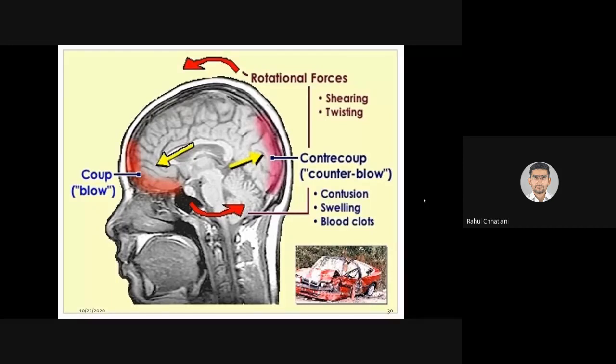So this is how, specifically when there is no headrest and the head is moving into deceleration, the posterior aspect of the brain will be affected, and when the head is moving posteriorly, the anterior aspect of the brain will be affected. That will come into contact with the skull, and there will be injury.